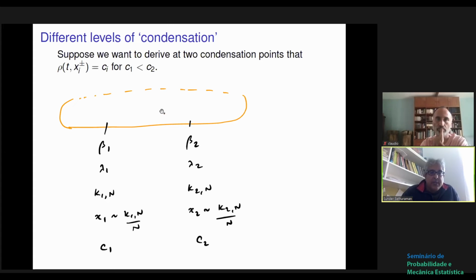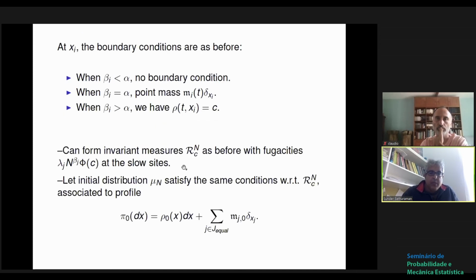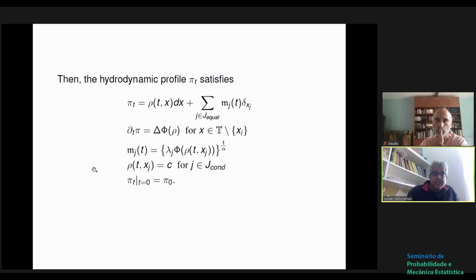So we started from a measure mu n, which has relative order n relative entropy with respect to one of these Rn's, and the Rn's are formed like this. Okay, but here you see that even at these points where beta is bigger than alpha, the C is the same. So the level of condensation, and so the Dirichlet condition, is the same.